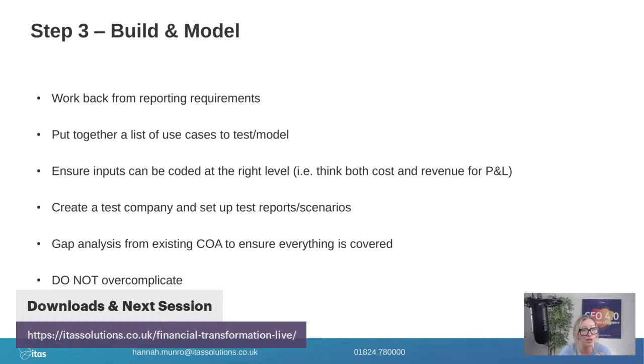Make sure that you know that and that all of the inputs you need can be coded at the right level. Projects is a common example of this. If you are going to pull projects out of your P&L, which you should personally, that's one of the big ones, then you need to make sure you can code cost, revenue, and do adjustments in the projects module to suit what you're trying to achieve.